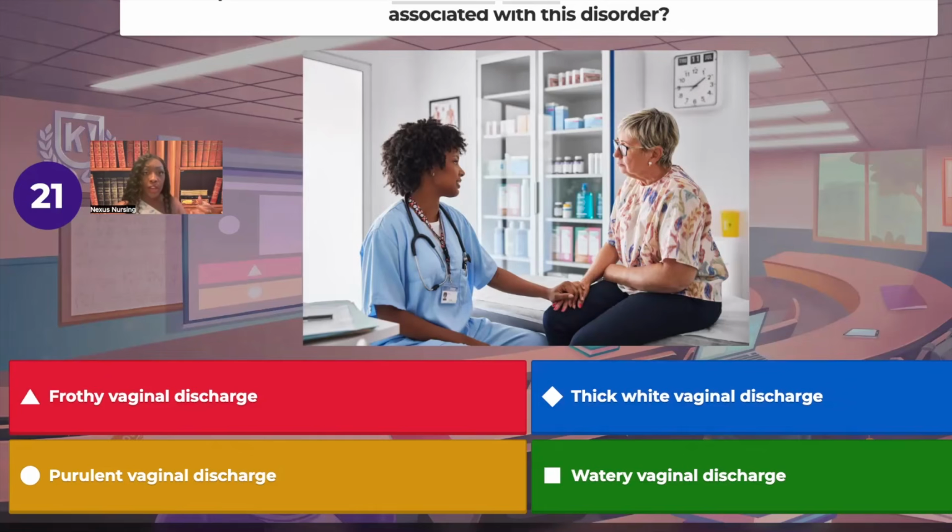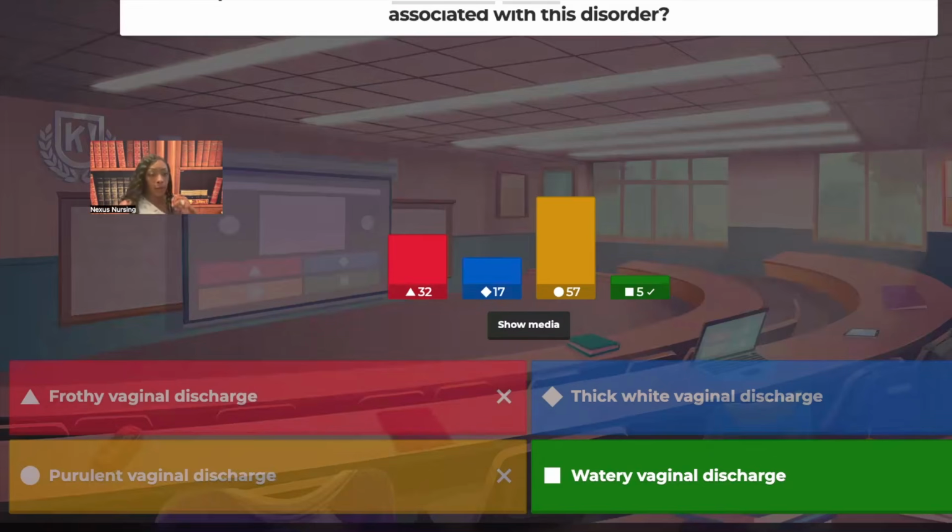Whenever you see or hear that phrase rule out, that means that's what we think they have. So we're going to rule out all the other possibilities to see if this is what they really have, right? So if we want to rule out endometrial cancer, this is what we suspect the patient has. We haven't confirmed it, but this is what we suspect they have. Okay. So which clinical manifestation is associated with this disorder? What do you guys think?